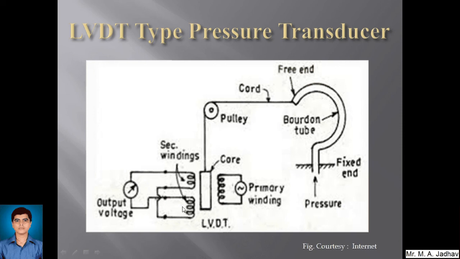So here is the secondary winding, here the primary winding. We are going to supply some voltage at the primary, so some voltage is going to be generated here, and here it is the output voltage. As the core moves in the upward or downward direction, which will be proportional to the pressure applied, some voltage will be generated, and that voltage can again be proportional to the pressure applied. In such a manner we can get an idea regarding the pressure through the LVDT type of transducer.